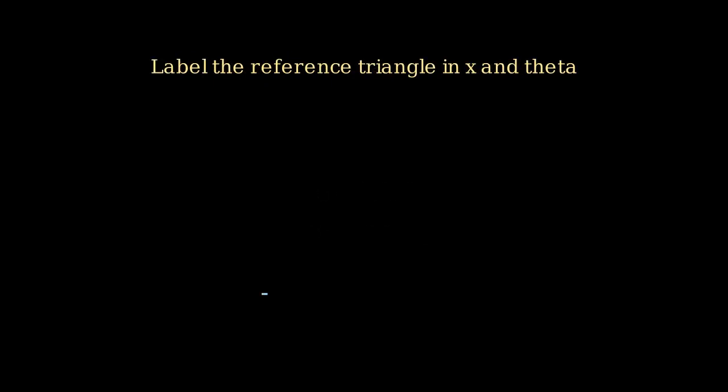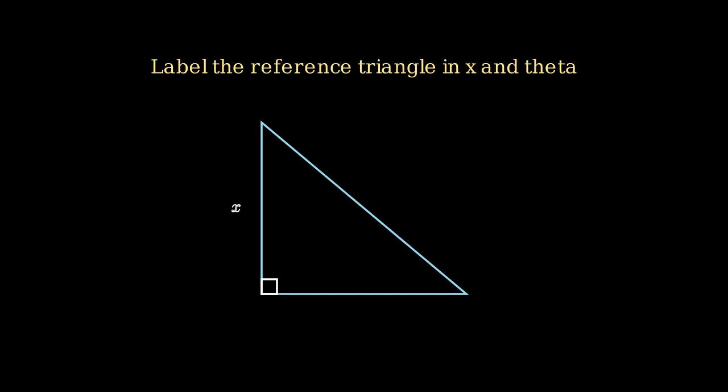Right now, before we do any integrating, we draw the reference right triangle. Since sine theta equals x divided by 2, we label the side opposite theta as x, the hypotenuse as 2, and by Pythagoras, the adjacent side as the square root of 4 minus x squared. Every side is labelled in terms of x and theta immediately, so there's no scramble later.